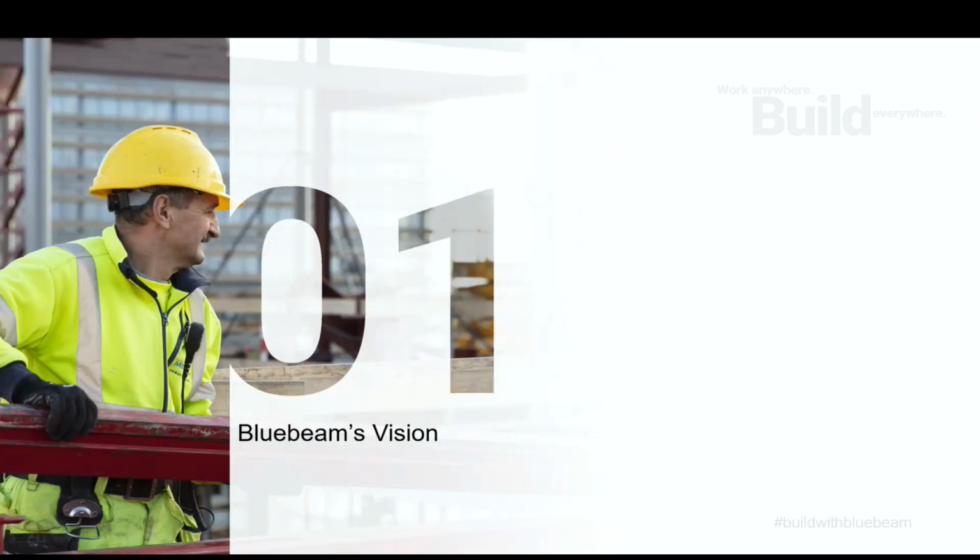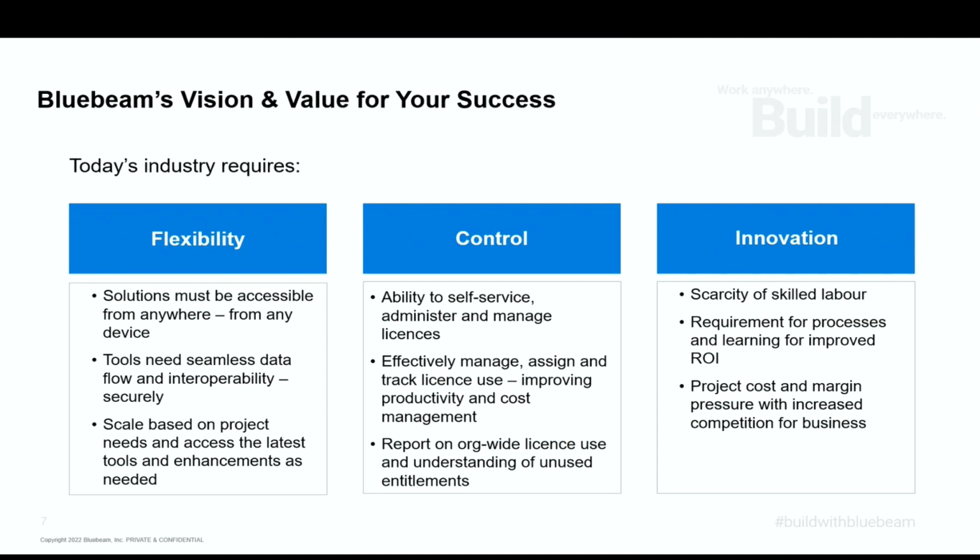Cool. So the first little section of this is Bluebeam's vision, so where they're going, what they want to do. There's three themes to their new model and what they're looking to do. The main three are flexibility, control, and innovation. So solutions must be accessible from anywhere, from any device. It's been a big problem over the last few years with a lot of solutions in the old perpetual model, where software's locked to a device. It's not easy to work from home, work from anywhere.